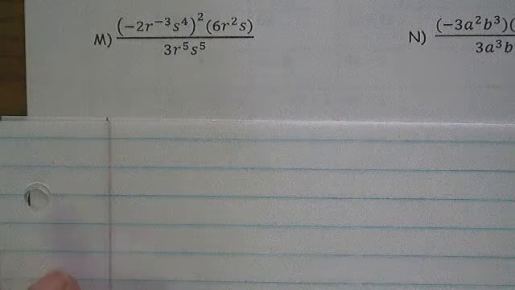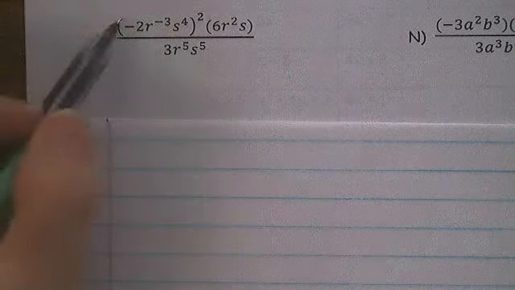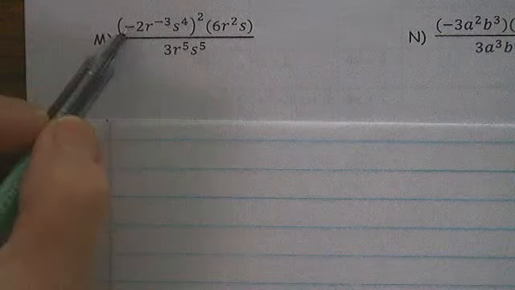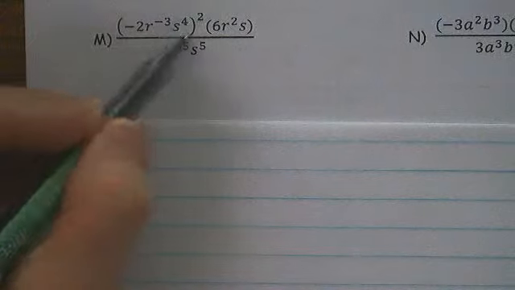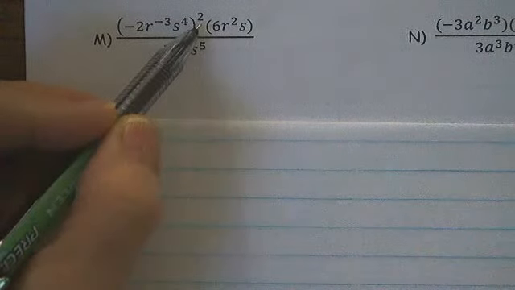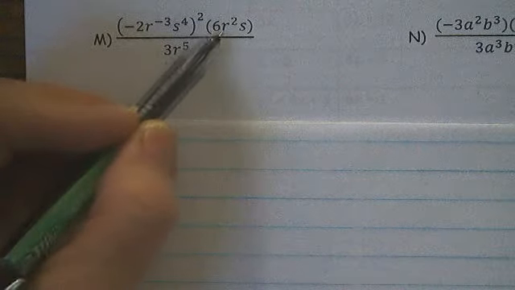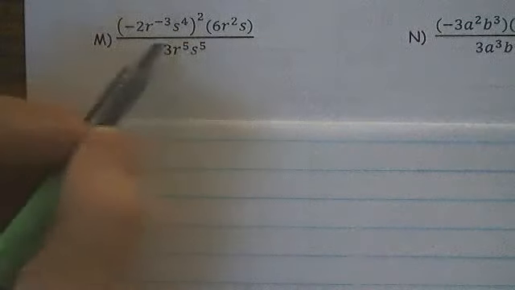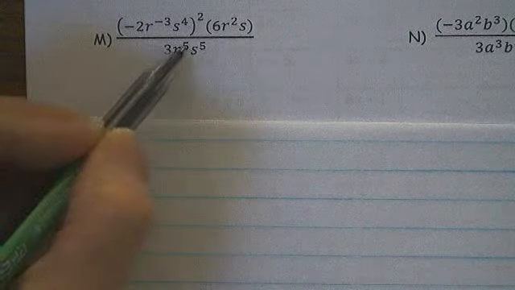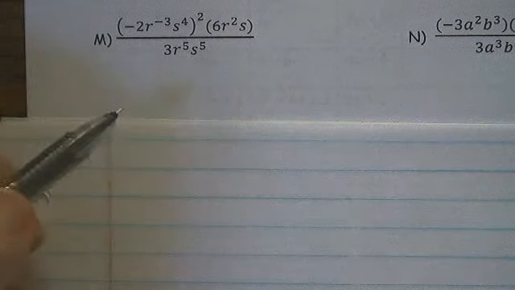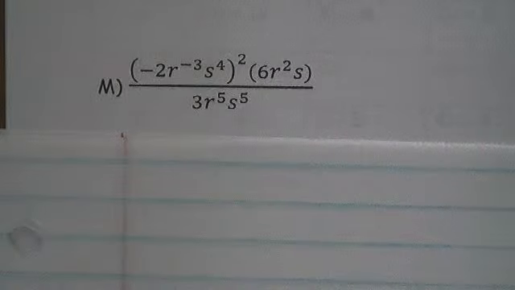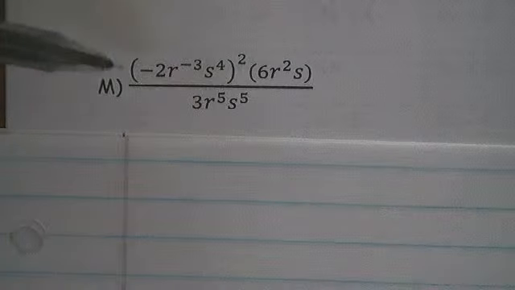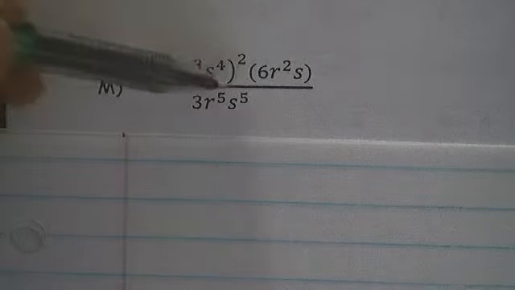Okay, problem 1M. We have the quantity negative 2r to the negative 3 s to the 4th, that whole thing is squared, times 6r squared s, everything over 3r to the 5th s to the 5th. This is a problem where it's really helpful to remember our order of operations. What is the first thing? The first thing is grouping symbols.